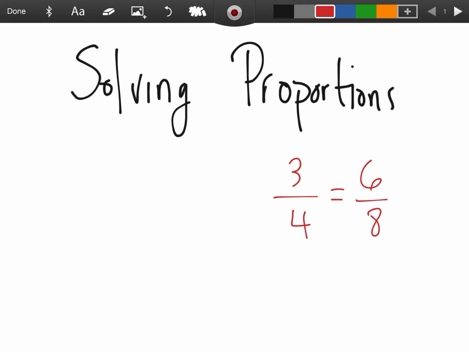We know that these are equal to each other because if we try to simplify 6/8, well, 6 and 8 are both divisible by 2. Divide 6 by 2, we get 3. Divide 8 by 2, we get 4. And so these are equal to each other.